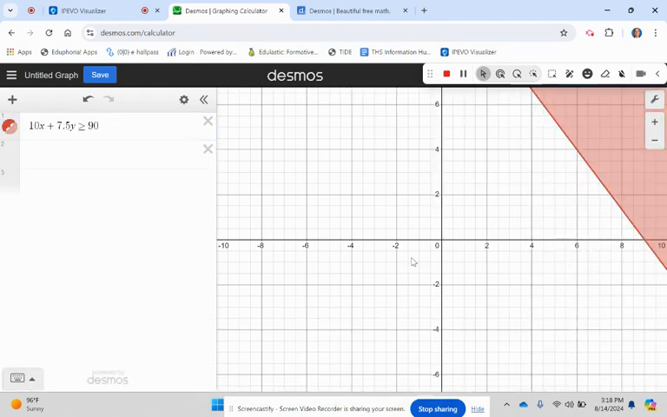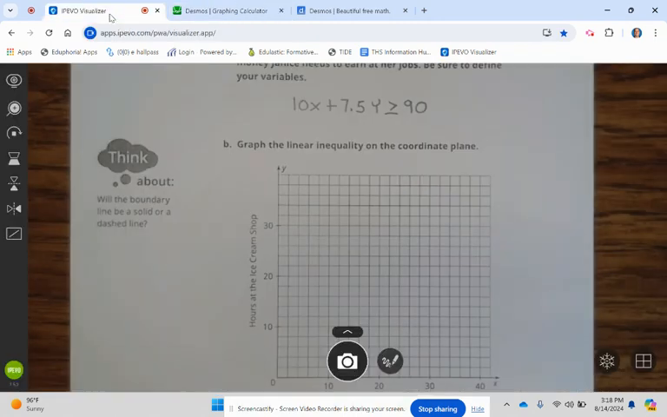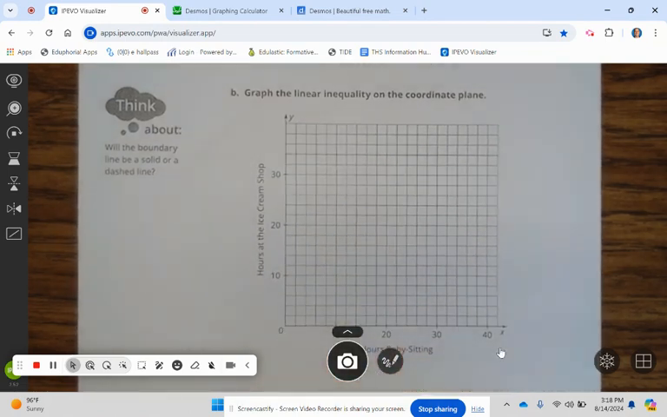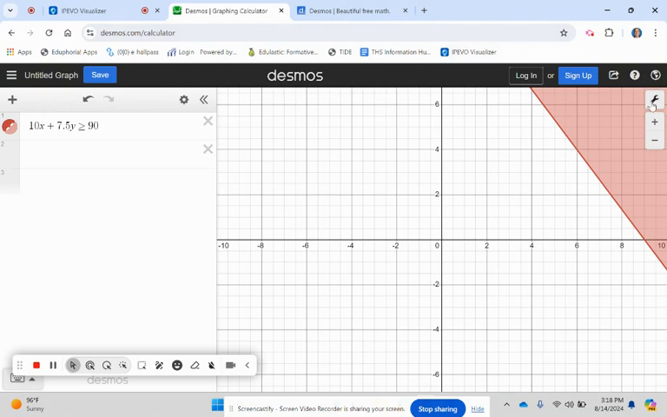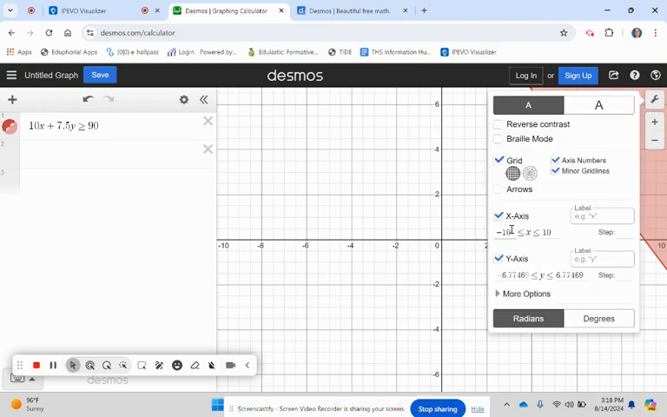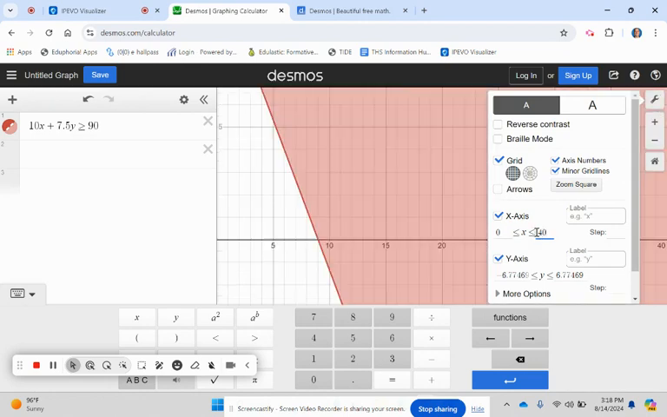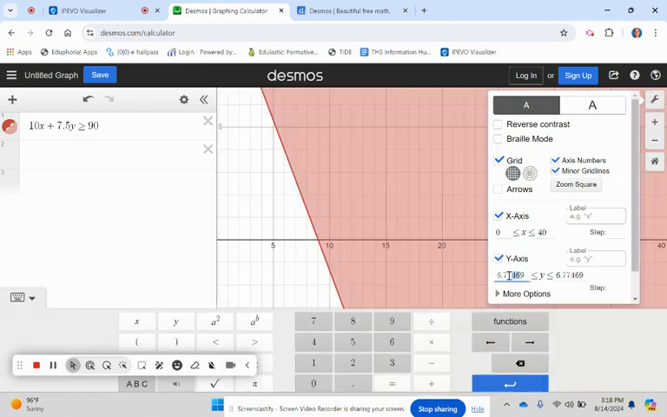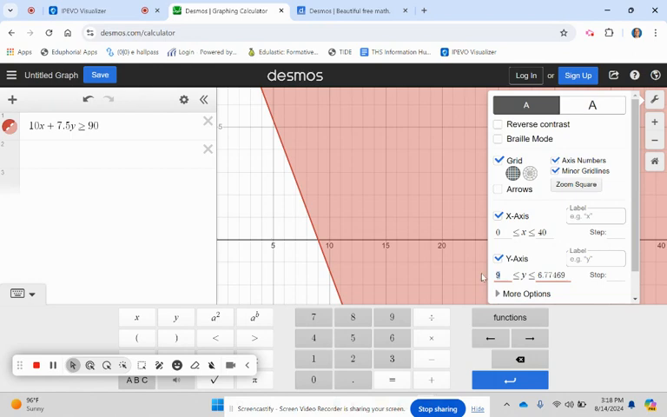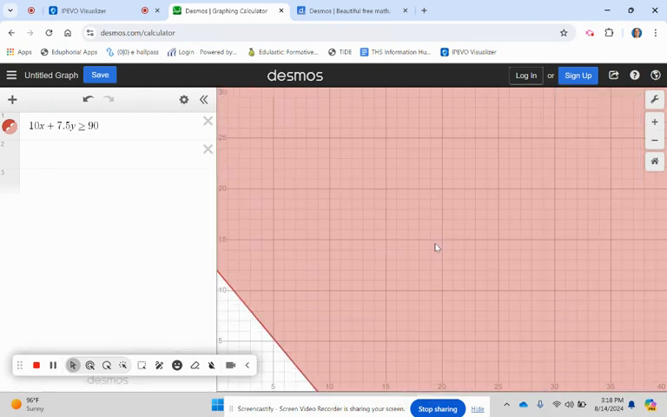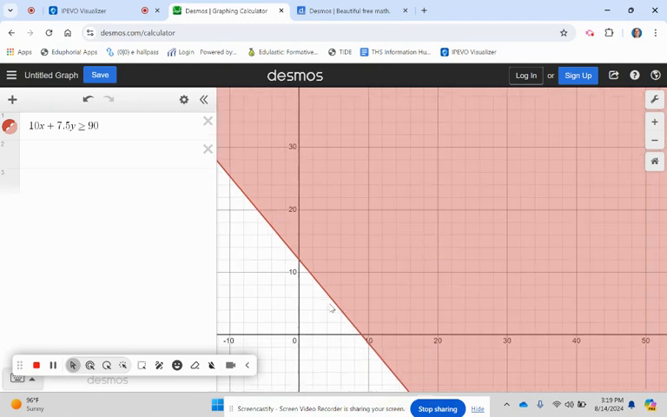Now, our Desmos window doesn't look like the paper, so we need to adjust that. So I'm going to come over here. We can see we're going from 0 to 40 and 0 to 30. So I'm going to come back to Desmos, click on the wrench. So the x-axis is going from 0 to 40, and the y-axis is going from 0 to 30. At that point, I'm going to zoom out just a hair. And now I have my graph.